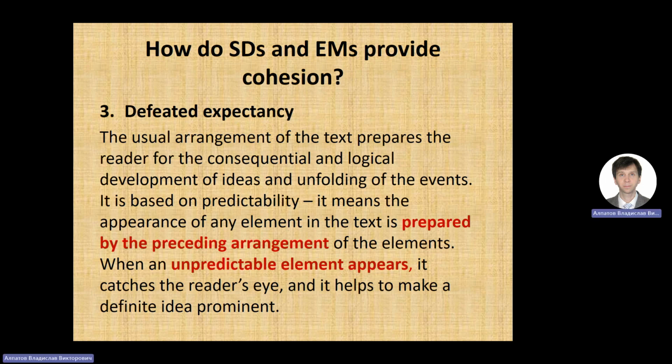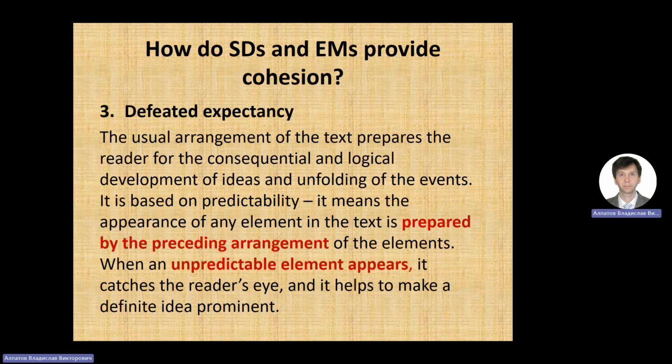And usually the text is based on predictability. It means that when something new appears in the text, it is prepared by the preceding arrangement of the elements. And defeated expectancy breaks this predictability. And when this unpredictable element appears, it catches the reader's eye. Right? So defeated expectancy is when you expect something, but it doesn't happen.